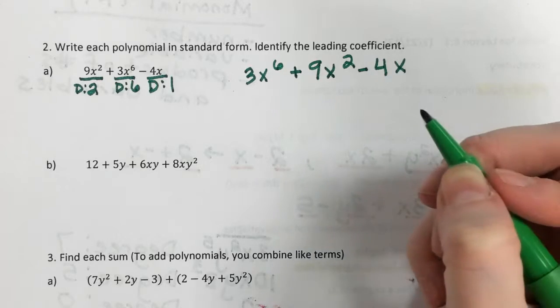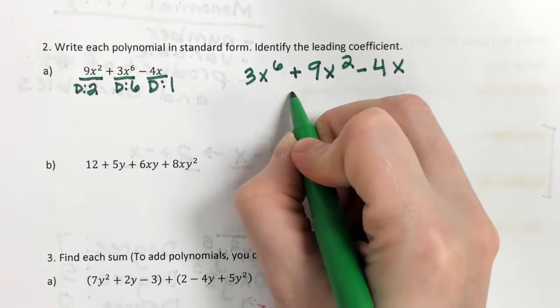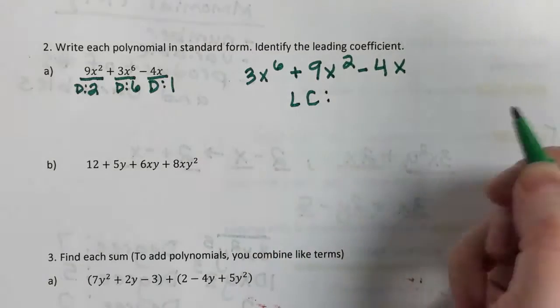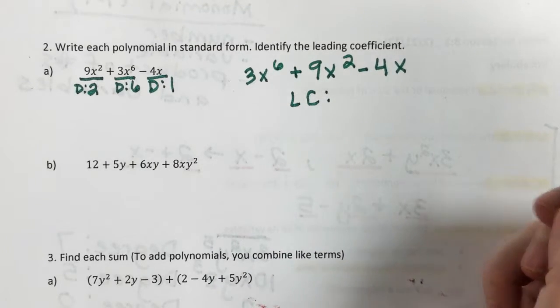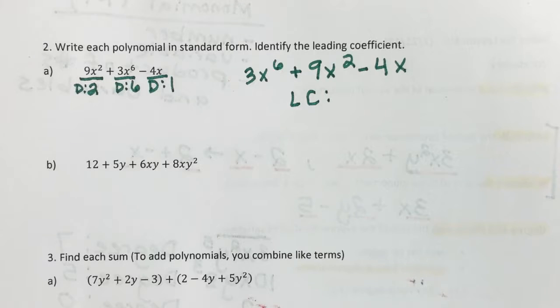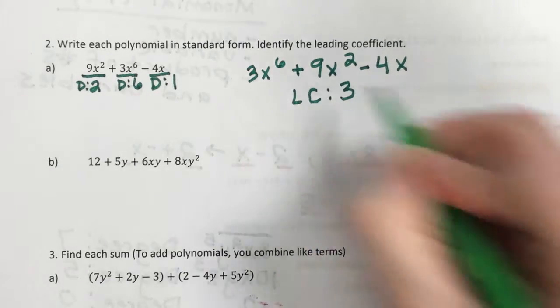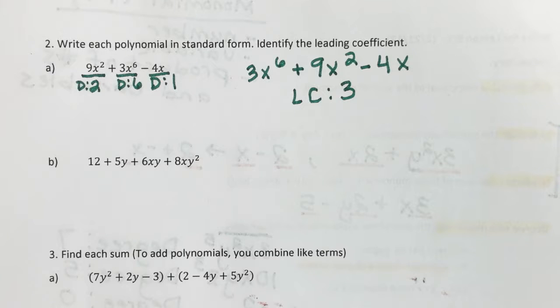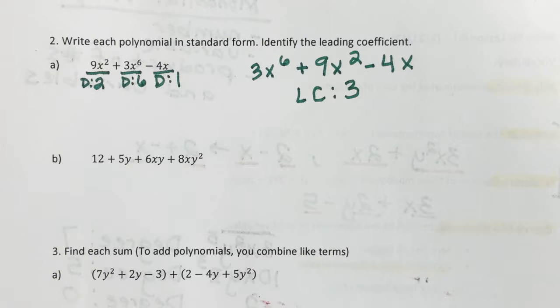Now, I'm okay with it if you abbreviate the leading coefficient. You can write LC. Once it's in standard form, it's the coefficient of the first term. So what's the coefficient of the very first term? 3. Okay, try to do B. Then it goes to the end.